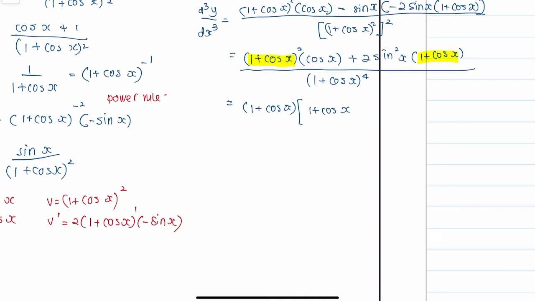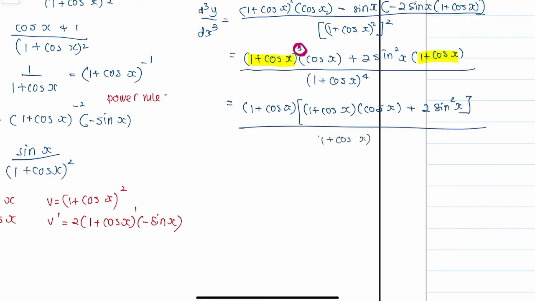Okay, sini kan ada kuasa 2. So, bila kita factorize 1 plus cos X, so dia tinggal kuasa 1 lah. Times cos X plus 2 sin squared X over 1 plus cos X to the power of 4. Potong jadi kuasa 3. So, dia akan jadi cos X plus cos squared X plus 2 sin squared X over 1 plus cos X cube. Okay, tapi soalan bukan suruh cari d cube y over dx cube kan. Kita kena showkan apa benda tu kan.